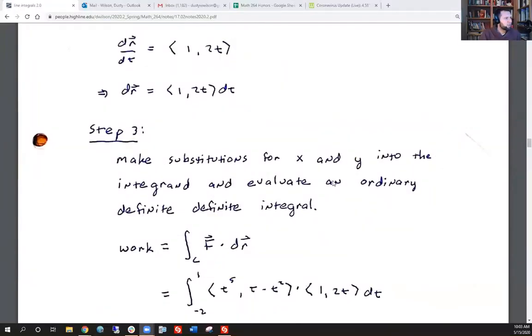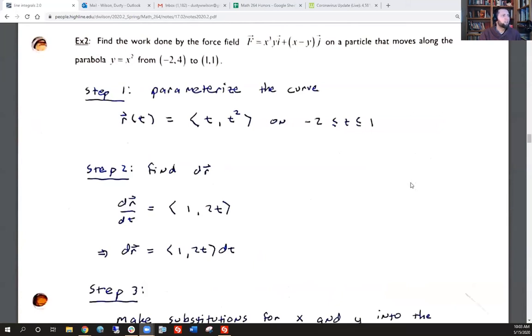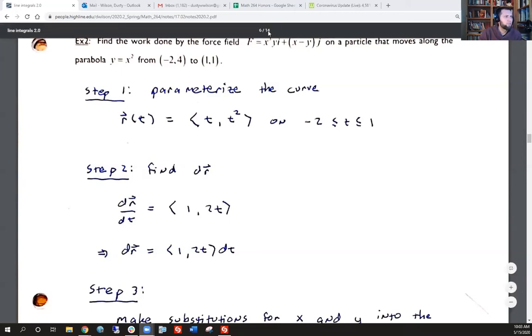When we were together yesterday, as I recall, we ended with this example 2 question. Is this correct? Does this line up? Can somebody confirm that this is where we were when we left off? Yes. Okay. Thank you.